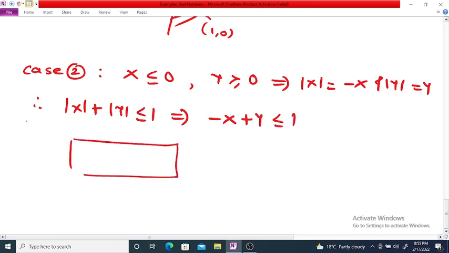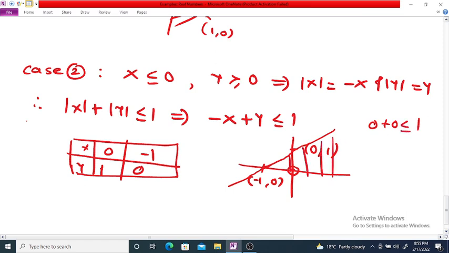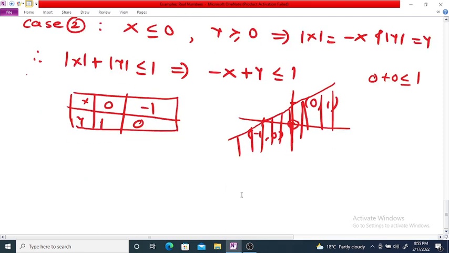Now to draw this line, if we convert this inequality to an equality, we get if x is 0, y is 1, and if y is 0, x is equal to minus 1, and therefore here is the point (-1, 0) and here is the point (0, 1). So this is the line passing through these 2 points, and if we consider the origin point below this line and put it here, then 0 + 0 is less than or equal to 1, the condition is true, and therefore all the points below this line satisfy the inequality minus x + y less than or equal to 1.